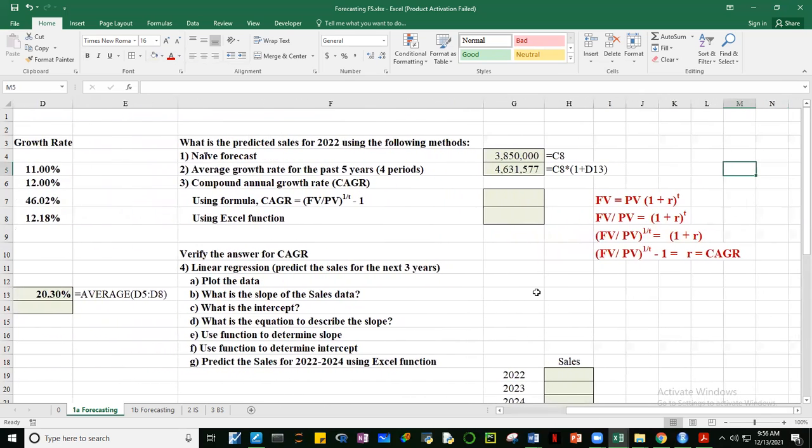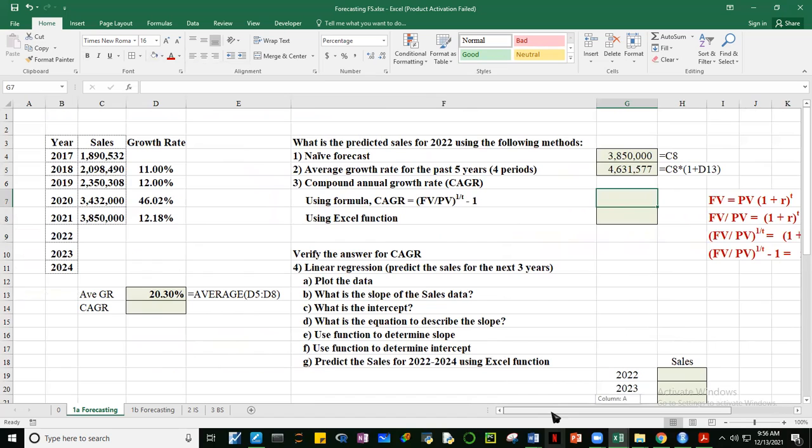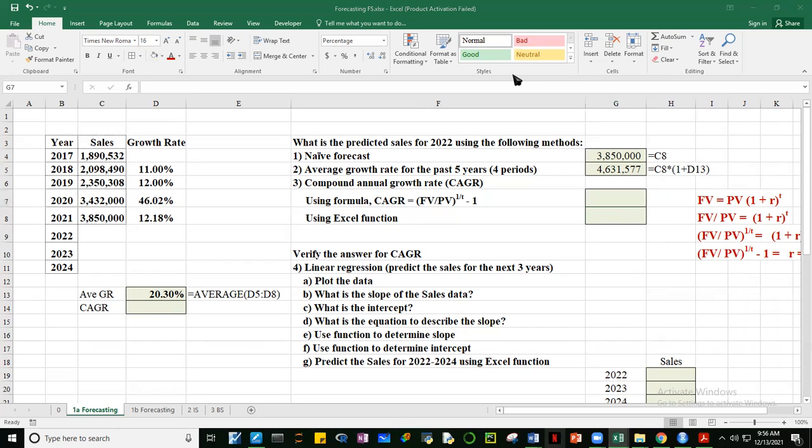Anyone? Anyone who got the answer, guys? Any volunteer? Try lang, guys. It's okay to try, guys. What will be your CAGR using this formula?